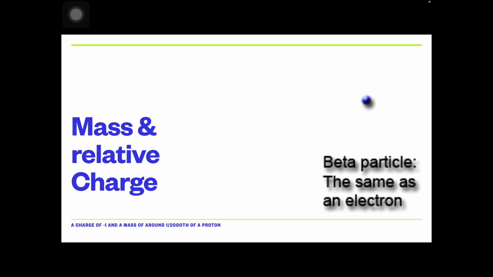Beta particles have a mass which is half of 1,000th of the mass of a proton and have a relative charge of -1. This means that beta particles are the same as an electron.